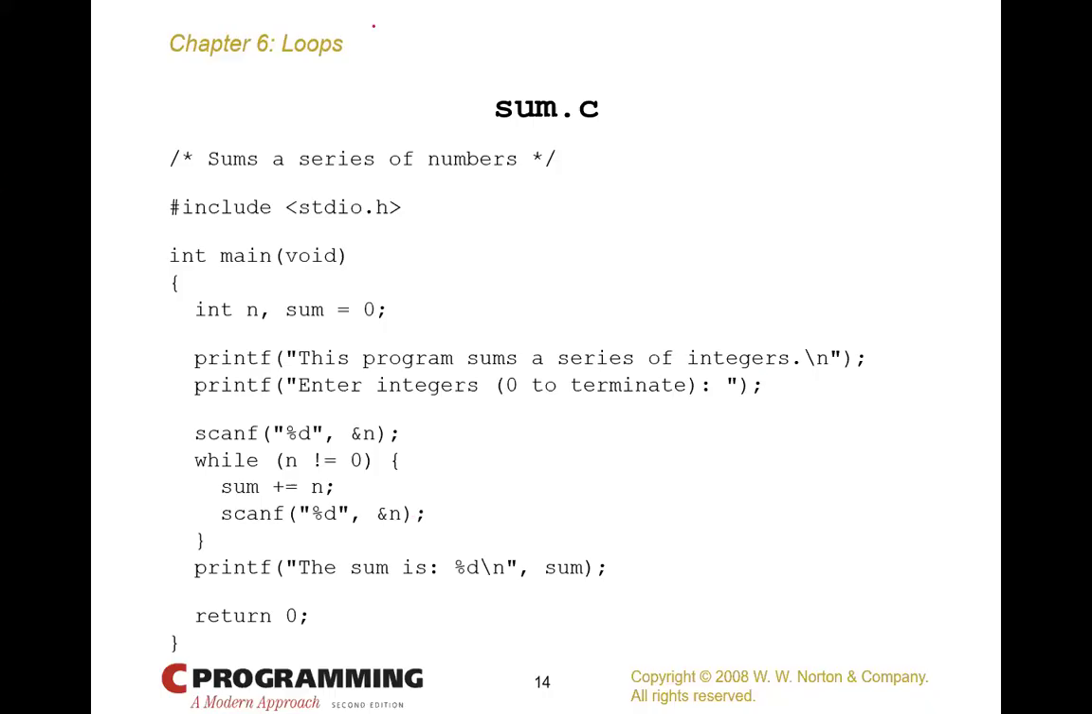We define n, and at the same time, we define sum and initialize it to 0. Please, you need to learn these basic tricks in programming: if you want to do addition, the base should be 0. If you need to do multiplication, the base will be 1. So now we are initializing sum to be 0. This program sums a series of integers, enter integers and press 0 to terminate.